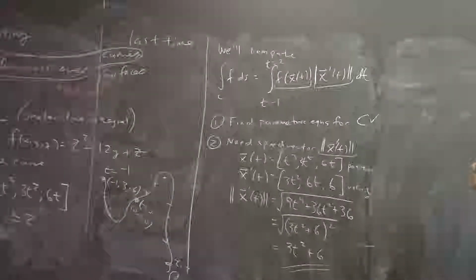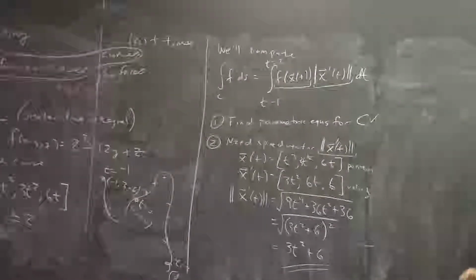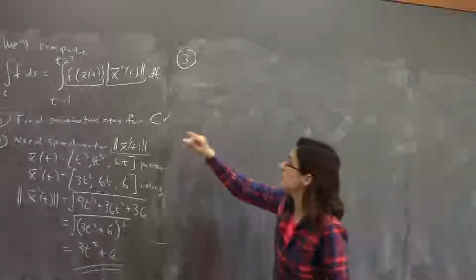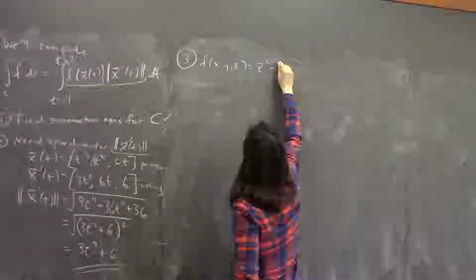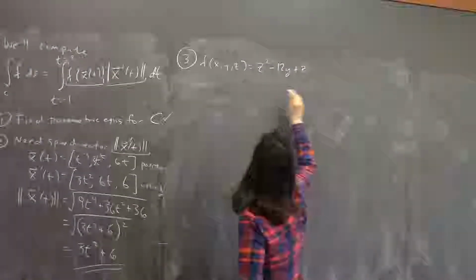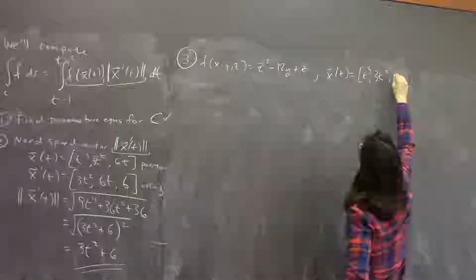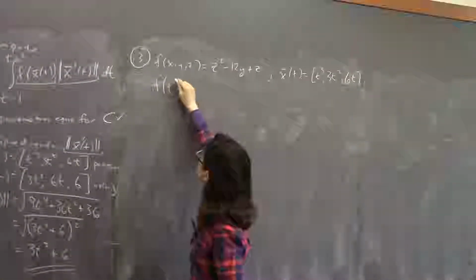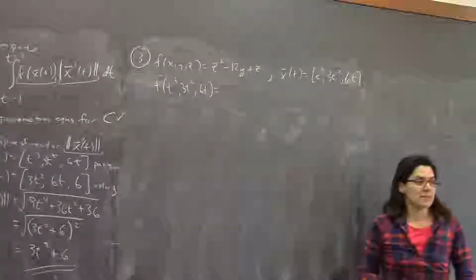So you could do this. You could just write out this integral and then compute everything on the fly, but I thought it would be more systematic to compute them all in advance. So that's what we're doing, because I'm in charge. Ha! So let's see, f of x of t. We know that f of x, y, z is z squared minus 12y plus z. Is that what it is? Yes. And we know that x of t is t cubed, 3t squared, 6t. So what we want is f of t cubed, 3t squared, 6t. That's what happens when you plug this in.